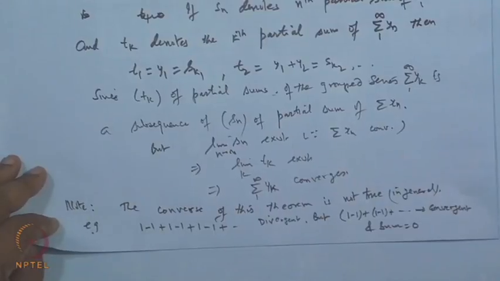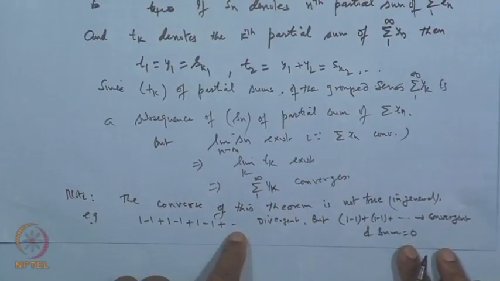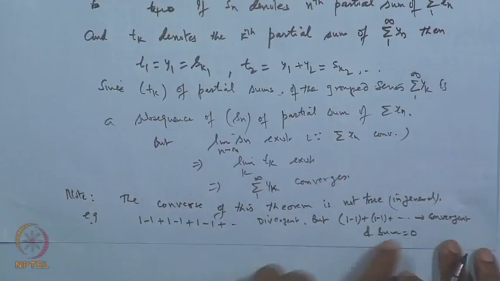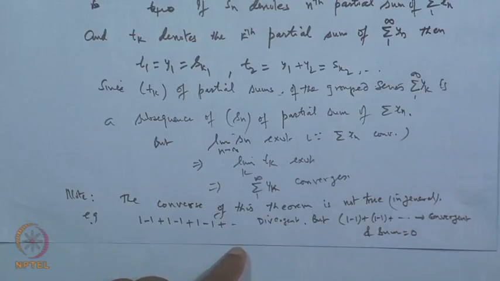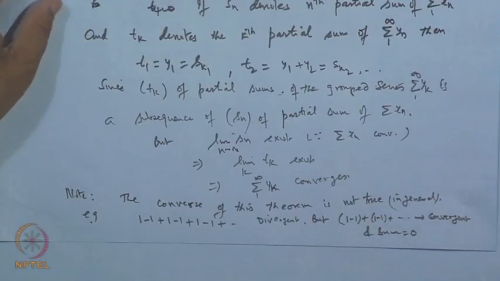So, what do we see here? When we regroup the original series, we get a convergent series, but the original series is basically not a convergent series. So, the converse of this part is not true in general. Okay. So, that is a very interesting example.